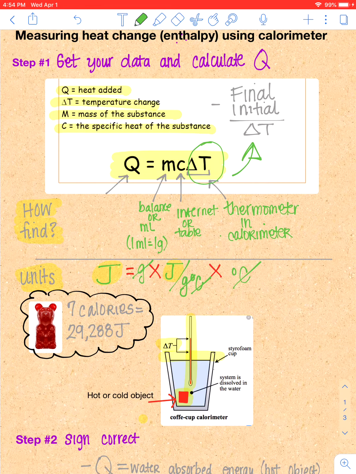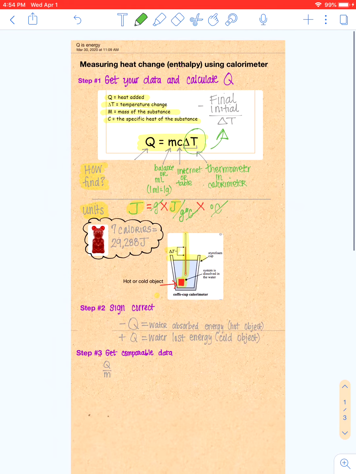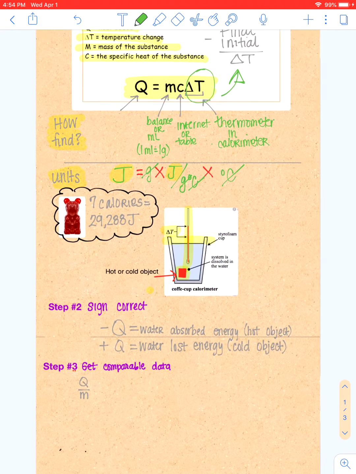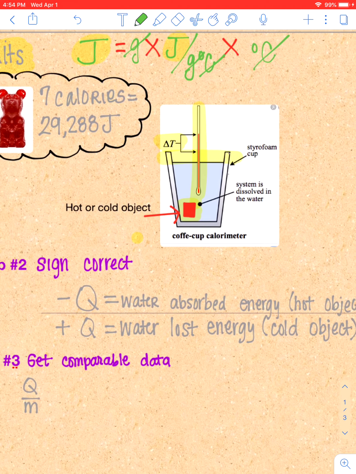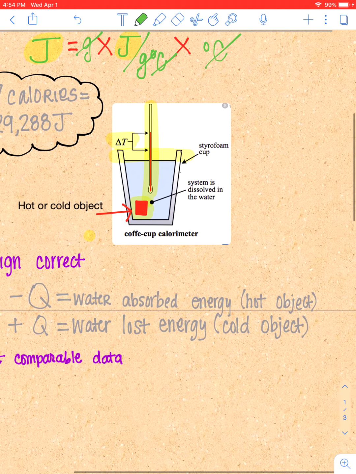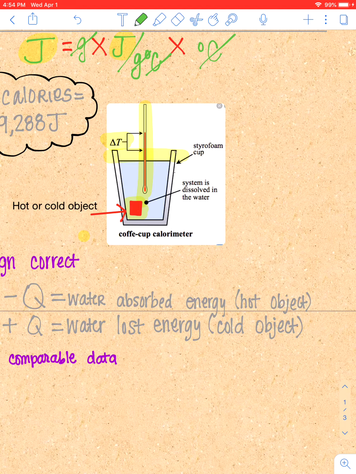All right, so tool number 1 done. Let's take a look at what we do with that information once we get it. So we used our calorimeter, of course, to get that data. And now we end up with a Q value, and I just want to make sure everyone's really aware that a Q value can be either negative or positive.